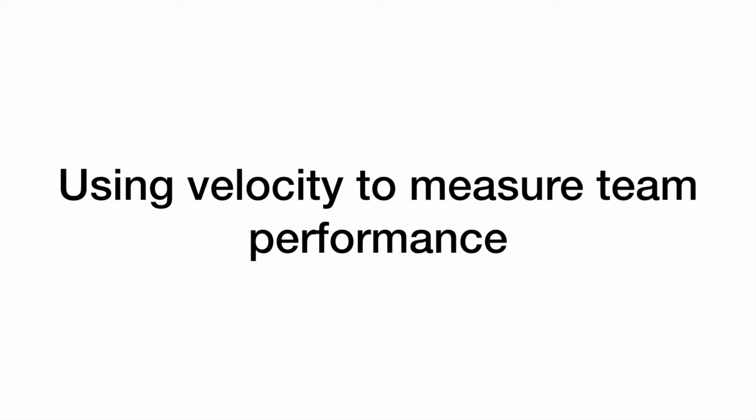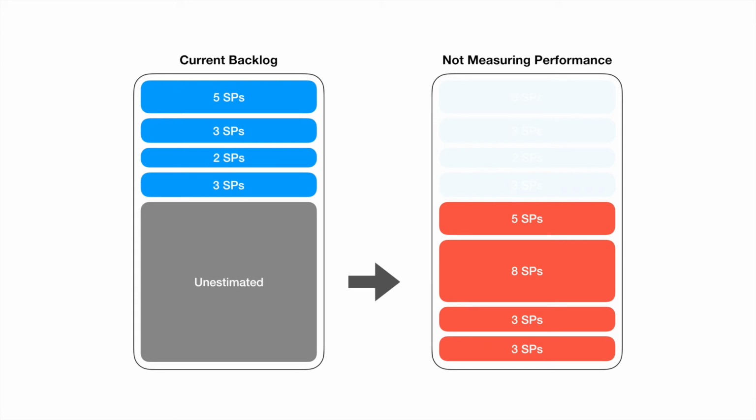So let's talk about a couple of other potential ways to use velocity. The first one is using velocity to measure an individual team's performance. This is a little bit dangerous, and here's one reason why. Let's look at a backlog. Start by looking on the left. We have some work estimated in the blue, and we have a big gray chunk of work that has not been estimated. So a team has a backlog grooming session.